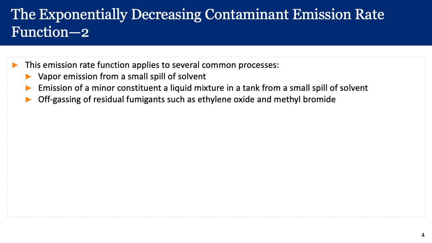Another common process is the emission of a minor constituent of a liquid mixture in a small tank, or from a small spill of solvent. And a third very common scenario is the off-gassing of residual fumigants such as ethylene oxide or methyl bromide, where you might have fruit that has been sprayed with a fumigant such as ethylene oxide, and the ethylene oxide then slowly off-gasses from the surface of the fruit and eventually is all gone.